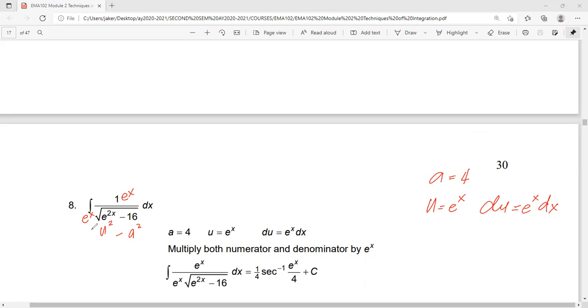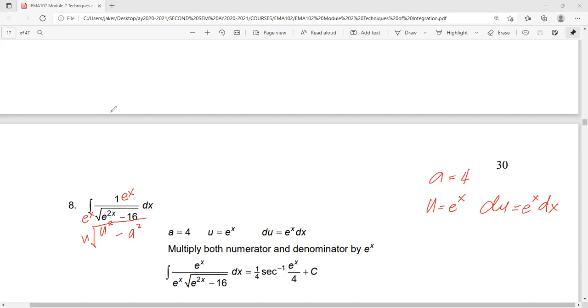Good in this case because this e raised to x will be needed. That way this will conform to the form u square root of u squared minus a squared. So the e raised to x, which you place in the denominator to compensate for placing e raised to x in the numerator, now has a purpose. The purpose is to make sure that the form of the integral yielding an arc secant is complete.